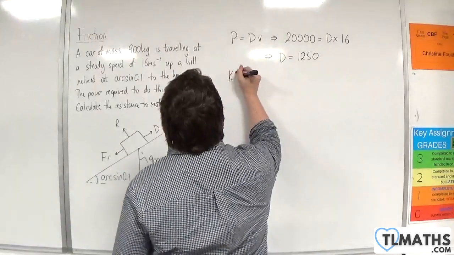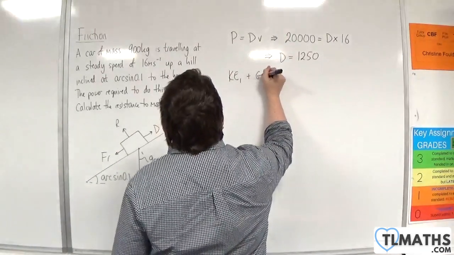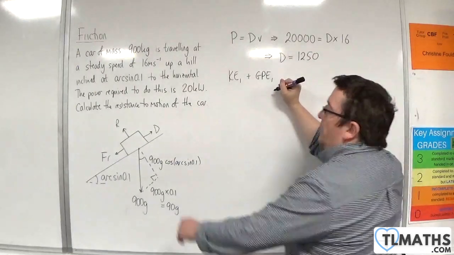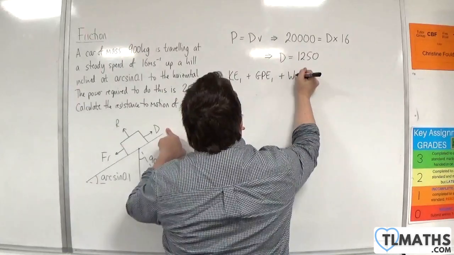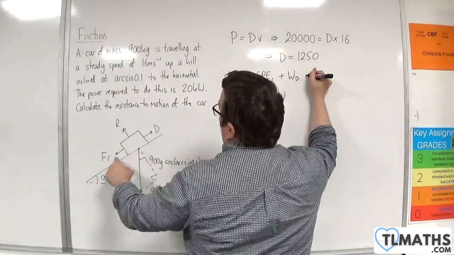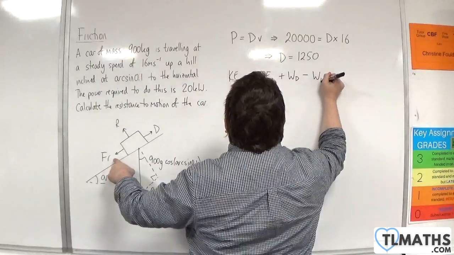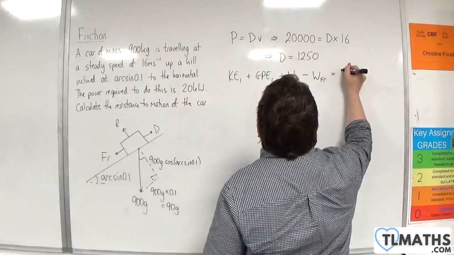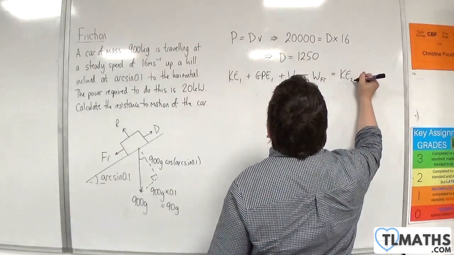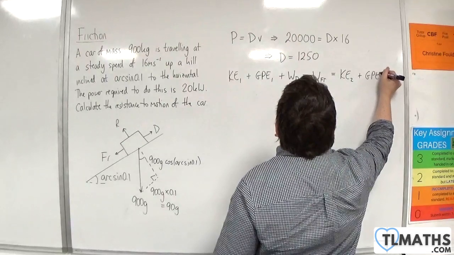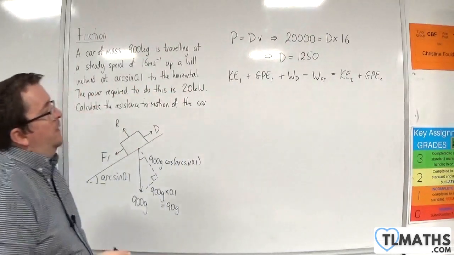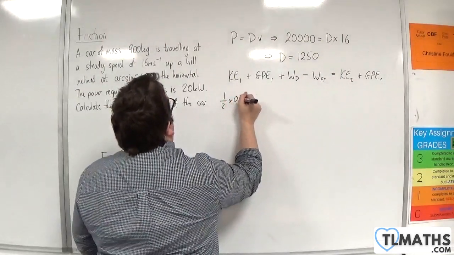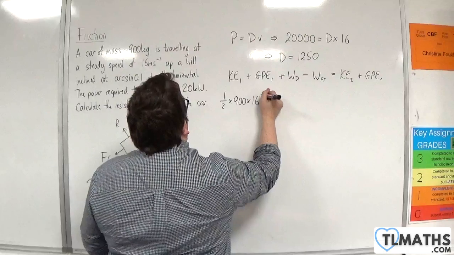So we would have the initial kinetic energy plus the initial gravitational potential energy. Then we've got the work done by the driving force, so I'm going to call that WD. Then we've got the work done by the friction, which we're taking away because it's acting against the direction of motion. And that's going to be equal to the final kinetic energy plus the final gravitational potential energy. So the initial kinetic energy is 1/2 times m times v squared.